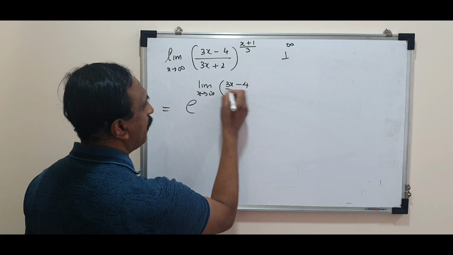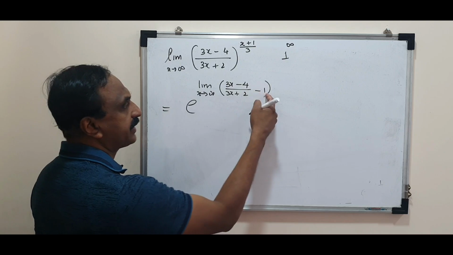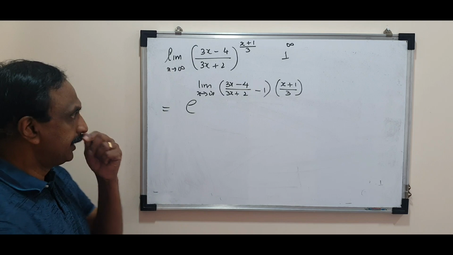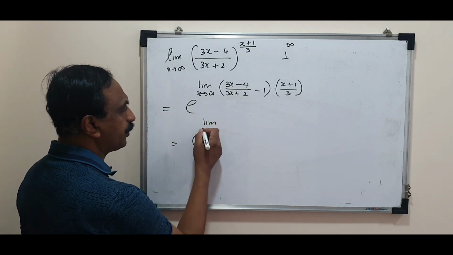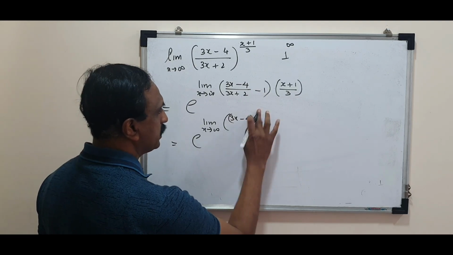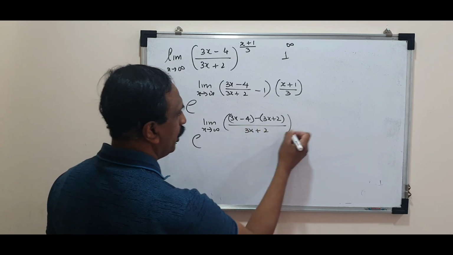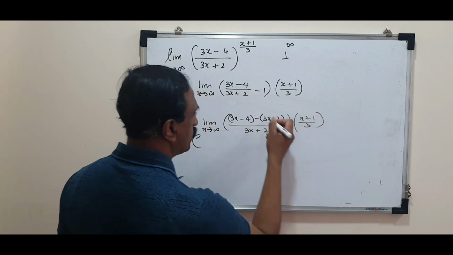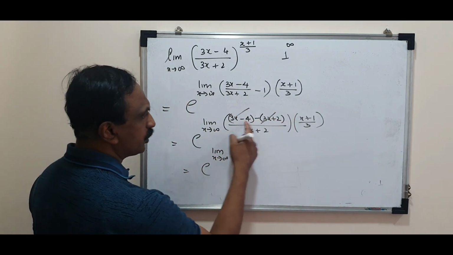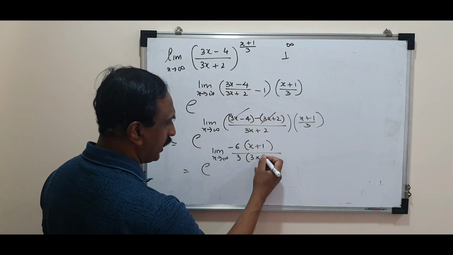3x minus 4 upon 3x plus 2 minus 1, that is base subtracted 1, into x plus 1 upon 3. This would be my answer. Now let me calculate this. Limit x tending to infinity. When I take the LCM here, 3x minus 4 minus 3x plus 2 divided by 3x plus 2, into x plus 1 upon 3. So this 3x will get cancelled. So e raised to limit x tends to infinity, minus 6 into x plus 1 divided by 3 into 3x plus 2.